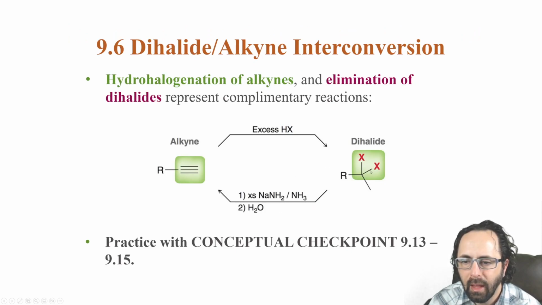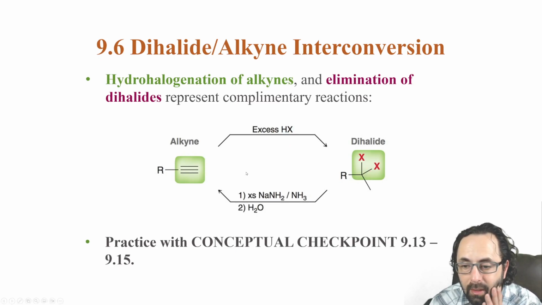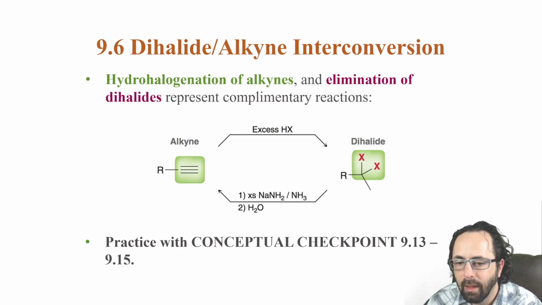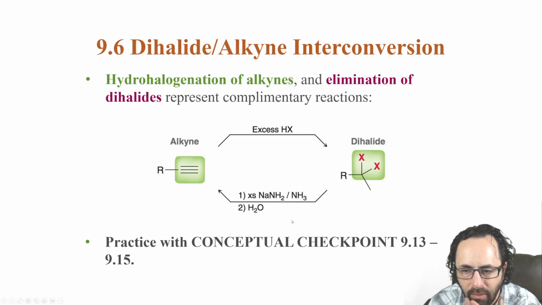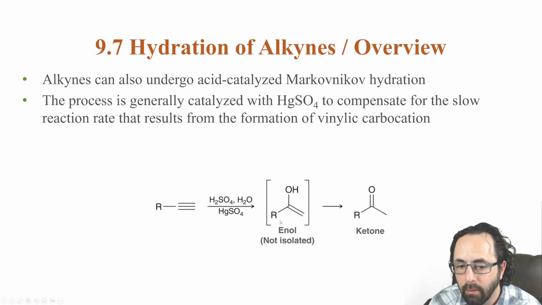Now, if we add excess HX, we can turn the alkyne into a dihalide. And if we have a dihalide, we can get an alkyne. So having a dihalide is quite useful for creating the alkyne. What we would do is use excess amide ion, a very, very strong base, which would allow us to do an elimination twice. And then ultimately we would use water to finally protonate the alkynide ion.